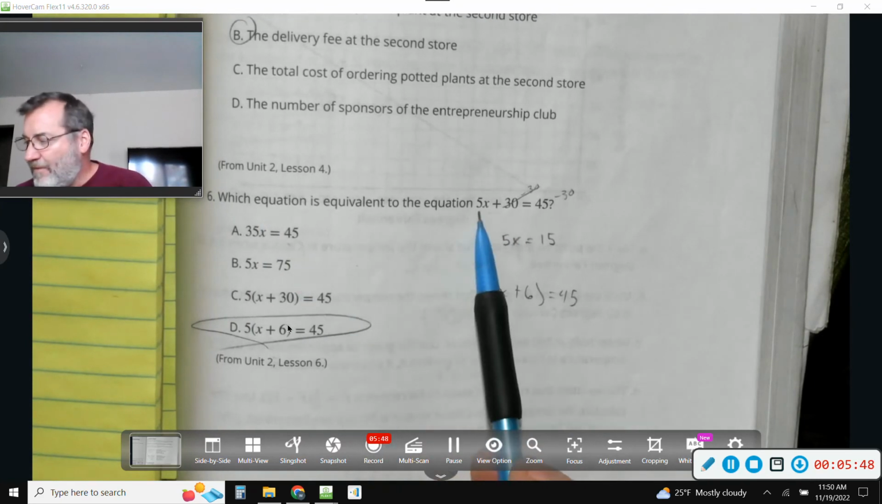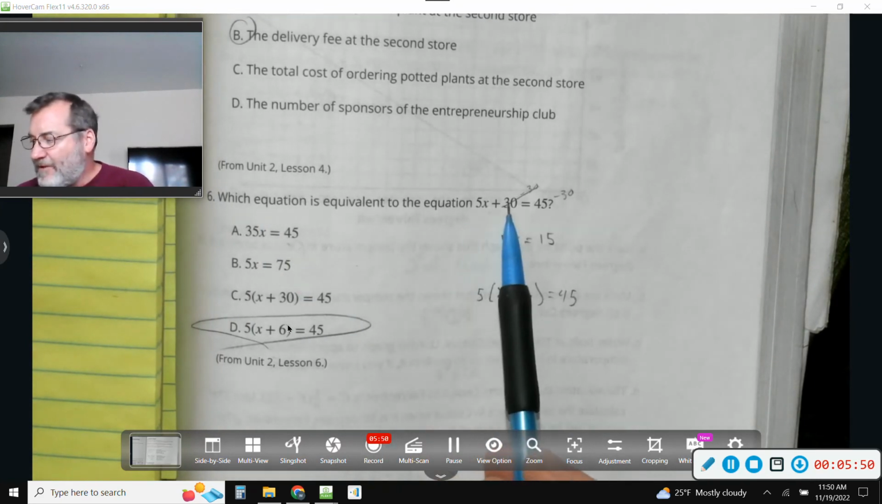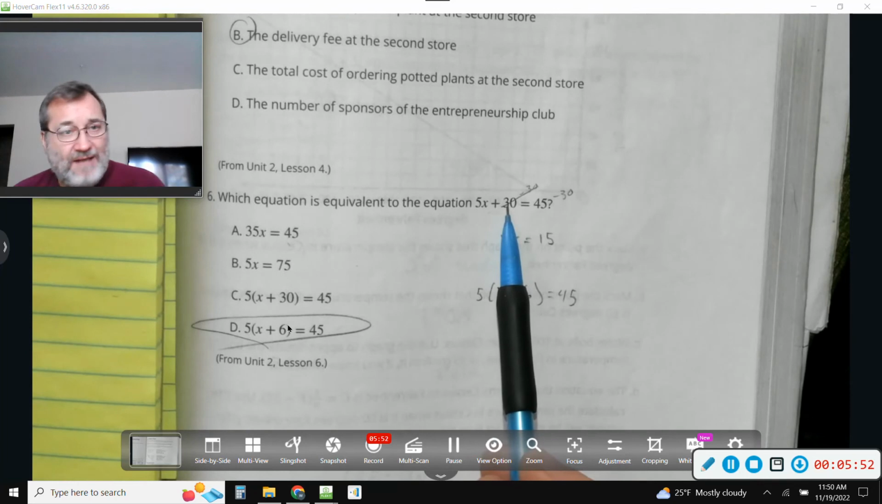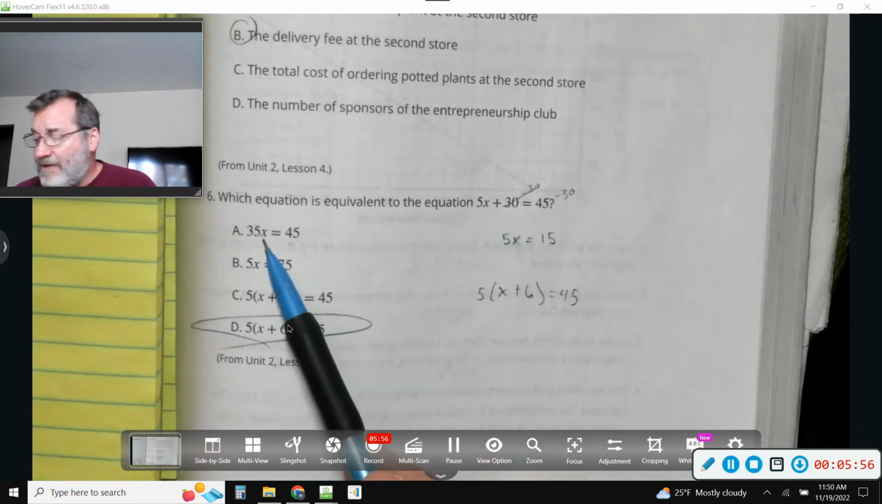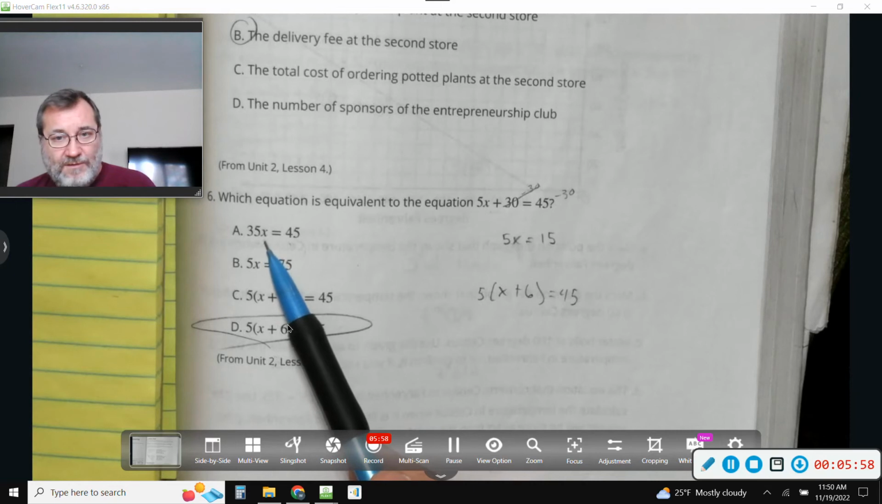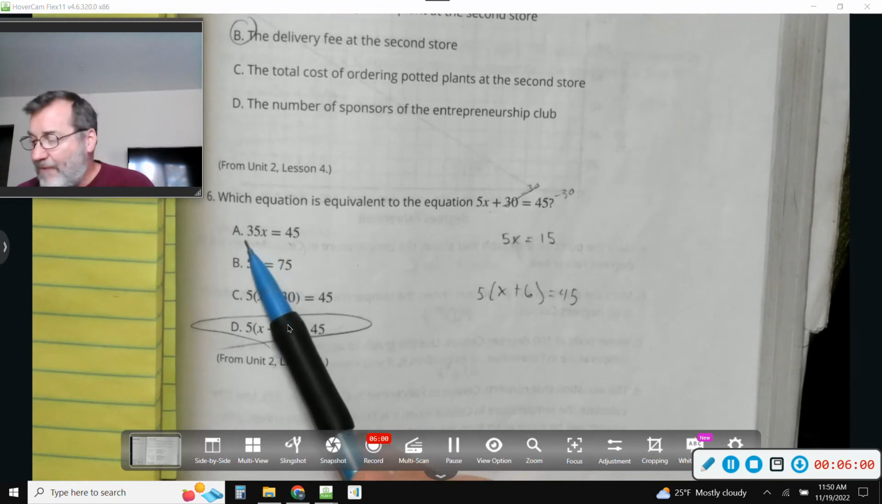what do they do? Well, they try to add 5x and 30. They're not like terms. You can't just add them. So this is not a true statement. The 35 there is the thing that screwed this up. So that one's out.